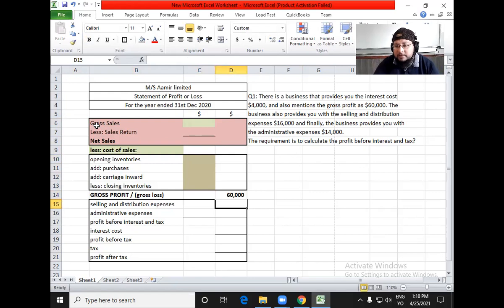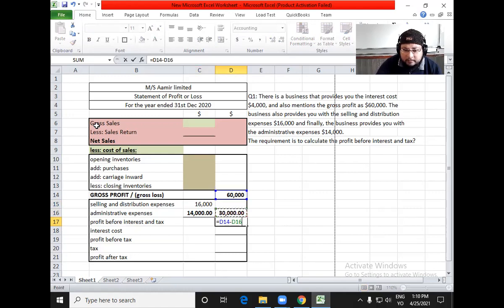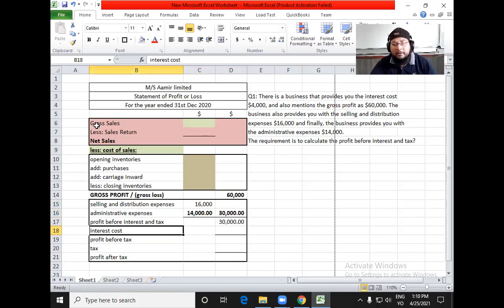So your gross profit is 60,000. Then you have selling and distribution, which is 16,000. Administrative expenses, which are 14,000. So you will add them up and the total is 30,000. Once you subtract these expenses from the gross profit, you will arrive at profit before interest and tax, which is 30,000. Now my question is, do we need to subtract the interest cost?